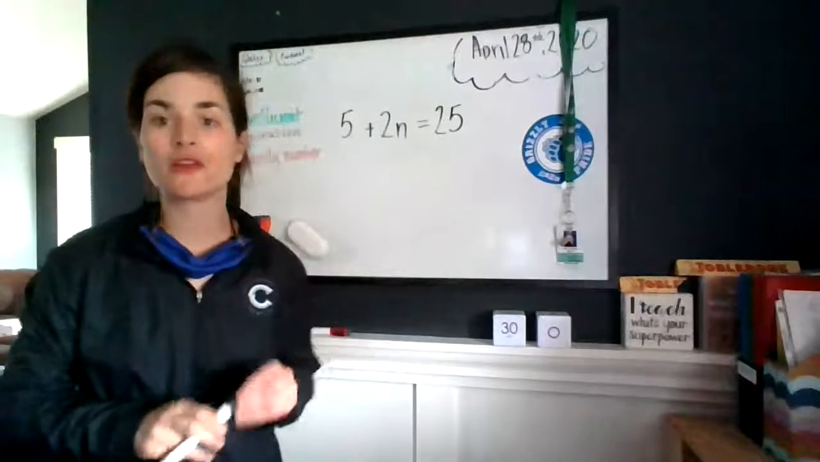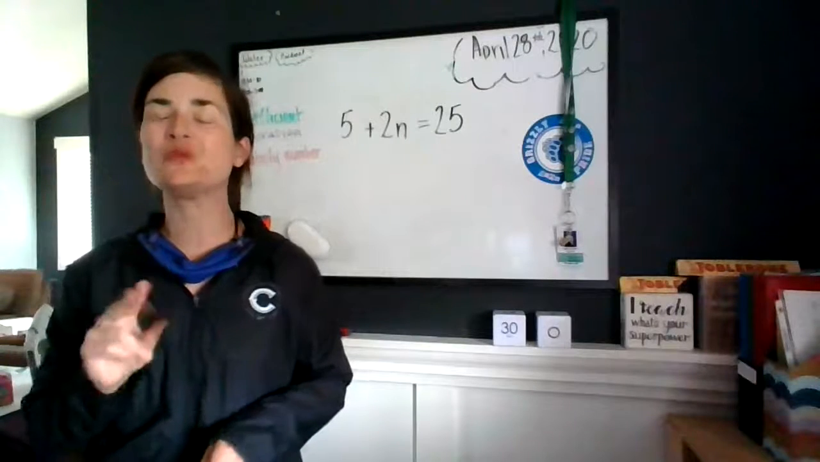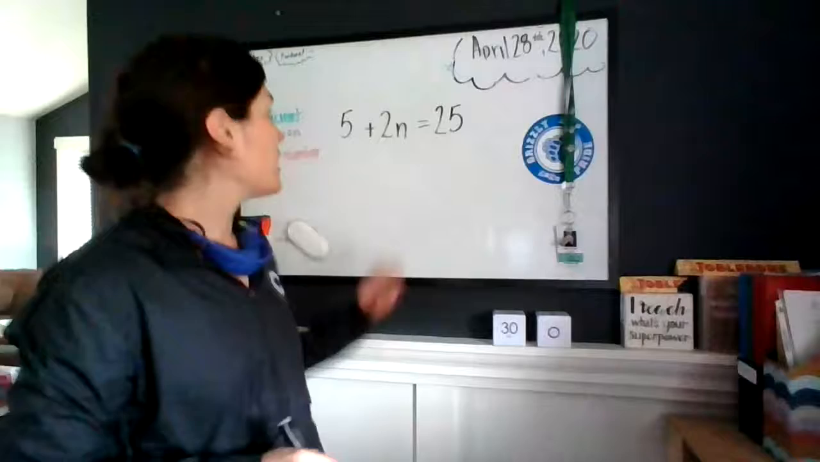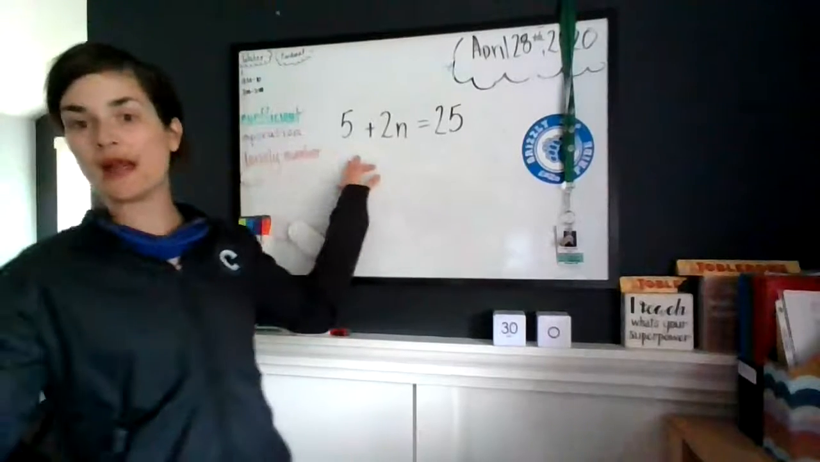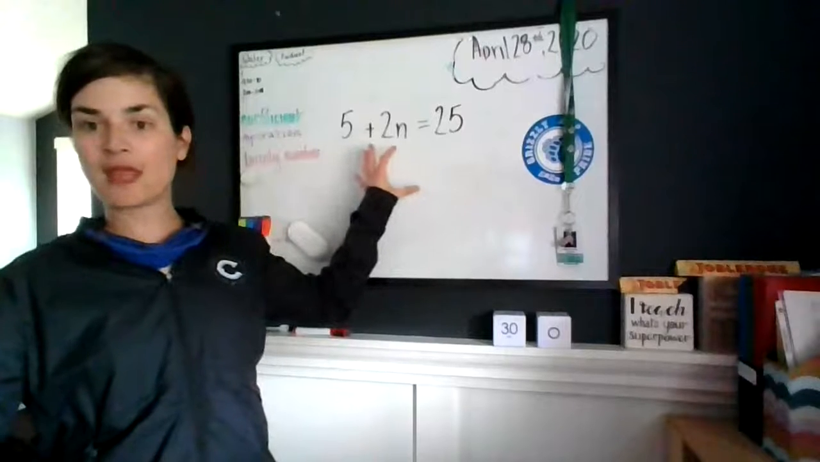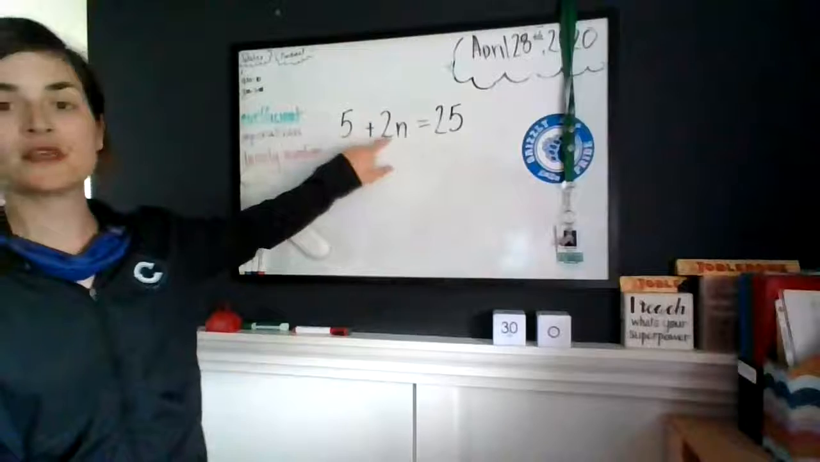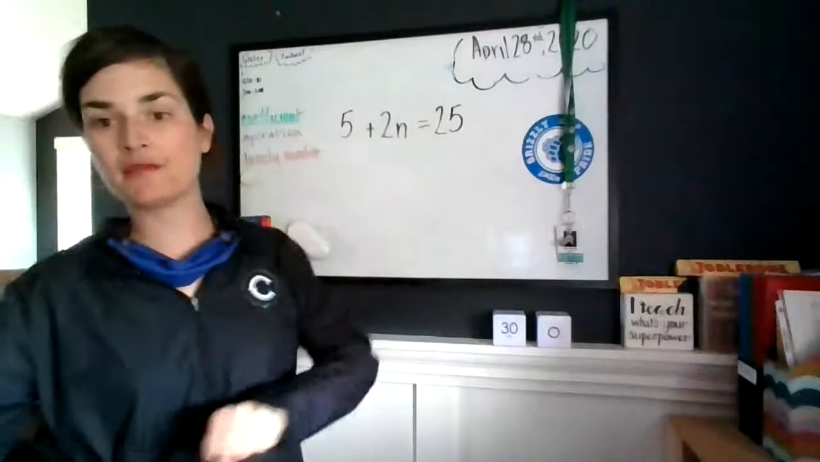Remember that our learning target for this week was that I can solve two-step equations, okay? So this right here, our exit ticket problem equation was a two-step equation. So we have positive 5 plus 2n equals 25.